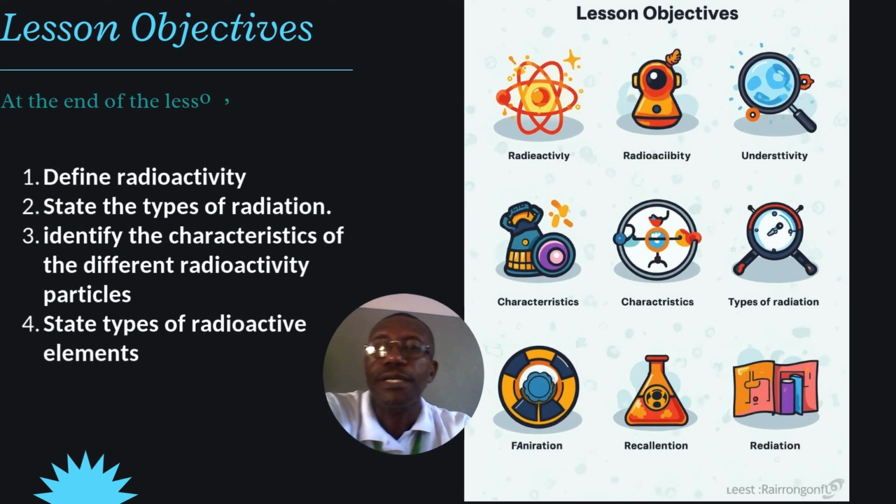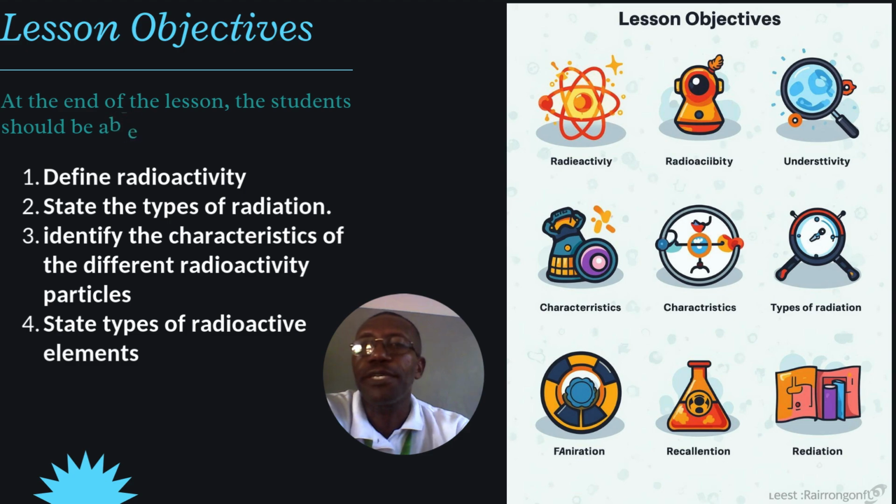All right, welcome back. Let's make progress in our lesson. Let's begin by stating our objectives clearly before we go any further. Number one, by the end of this lesson, the students should be able to define radioactivity. Number two, the student should be able to state the types of radiation. Thirdly, the student should be able to identify the characteristics of different radioactive particles. And finally, the student should be able to state types of radioactive elements.